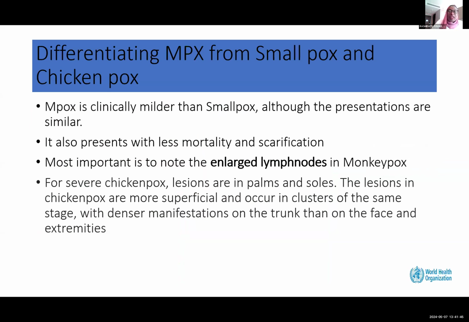And then for severe chickenpox, you'll see that even the progression of the lesions is different. For chickenpox, you'd have them in the palms and the soles. Be mindful that monkeypox starts from your face and goes downwards. The lesions in chickenpox are more superficial, while monkeypox lesions are deep-seated. In chickenpox, they occur in clusters and are mostly at the same stage. With mpox, you can have varying stages.